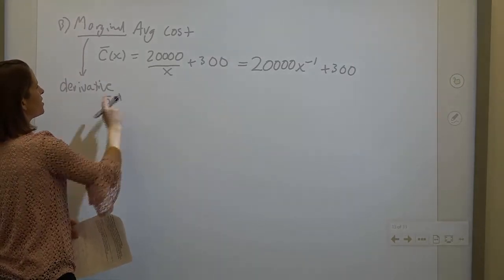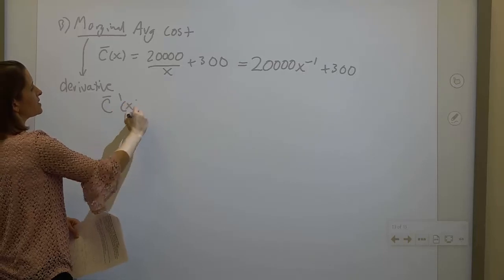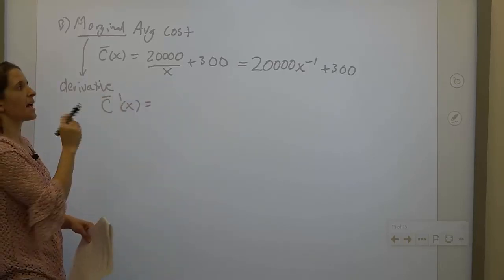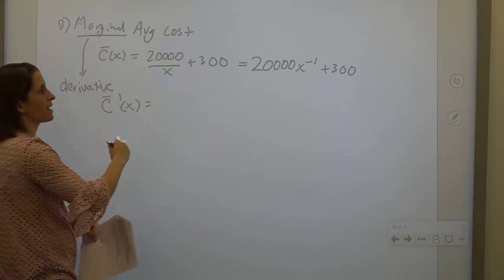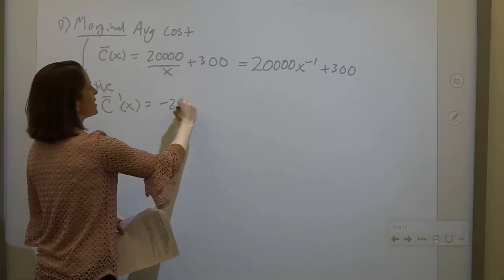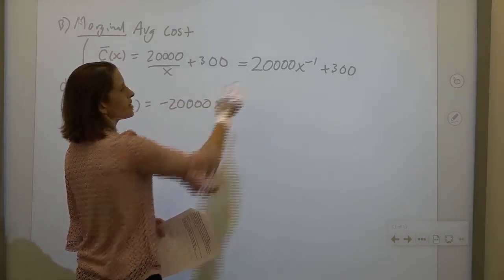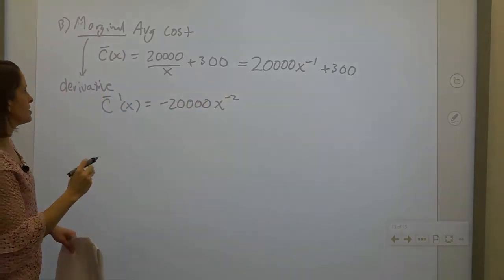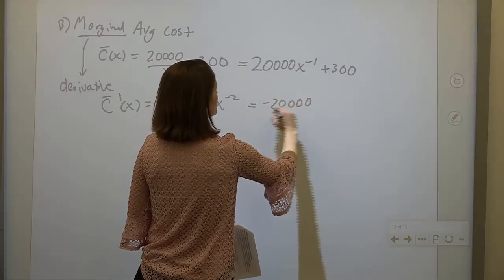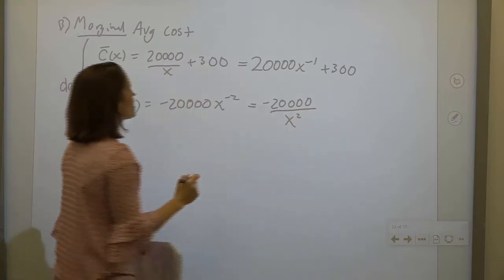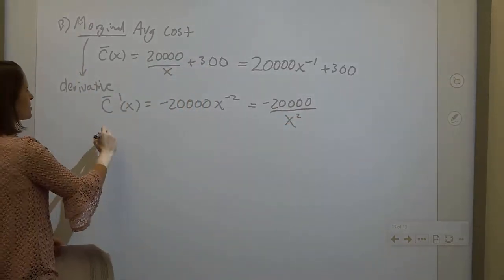So the marginal average cost is just the derivative of average cost. But I had to simplify the average cost first. But I led you through that in the order of the directions. So we have -20,000 X to the -2, and the derivative of the constant 300 is 0. So I could write it as -20,000 over x squared, okay? And then I think the question said, now what about at 80?